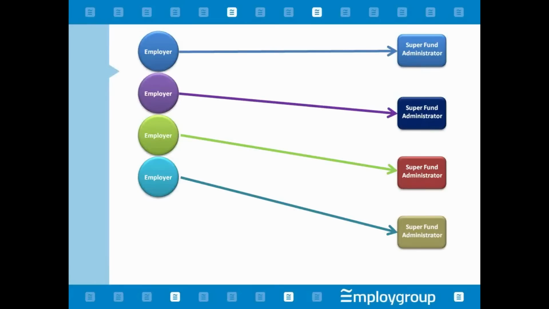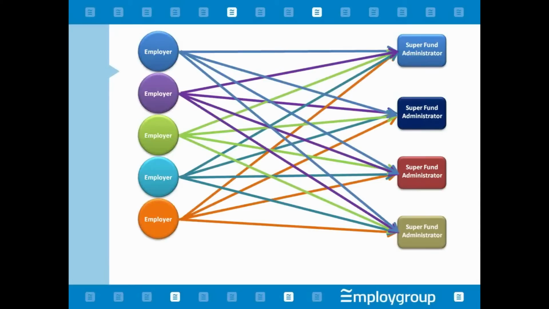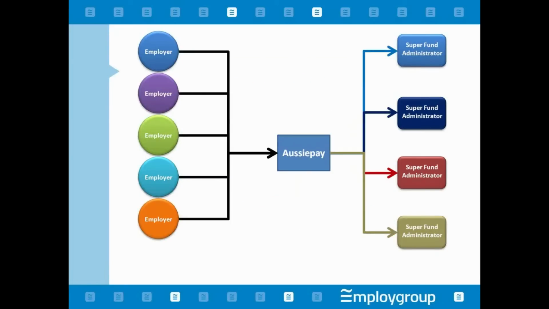Once you introduce member choice and each employee can choose their own super fund, the situation changes substantially. With each super fund having their own protocols, their own formats, their payment methods, it's a bit of a maze that needs to be managed. SuperStream is intended to try and eliminate the complexity and the cost and the inefficiency associated with that. So let's look at the current system.